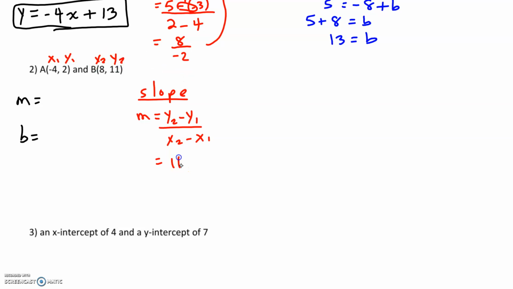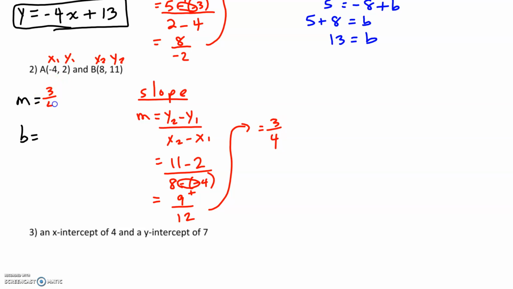So I'll be subbing in 11 minus 2, and then 8 minus a -4. 11 minus 2 is 9. 8 minus a -4 would be like 8 plus 4, which is 12. And then that reduces to 3 over 4. So I have my slope. Now I'll find my y-intercept.